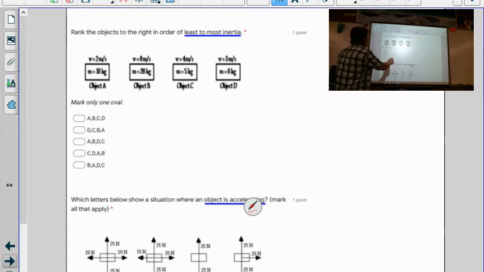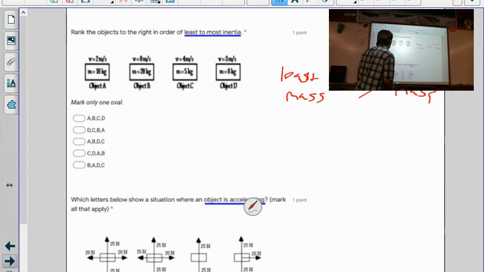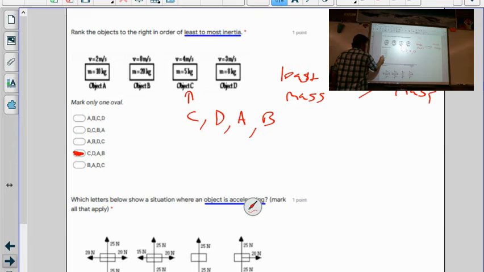Rank the objects in order of least to most inertia. That is another way of saying the least mass to the most mass. So which one has the least mass? 10, 20, 5 is the least. Then it's going to go C, then D, then A, and then B. So C, D, A, B.